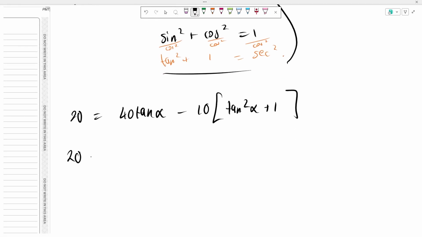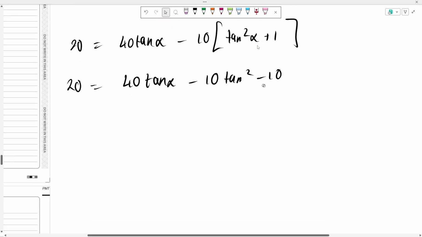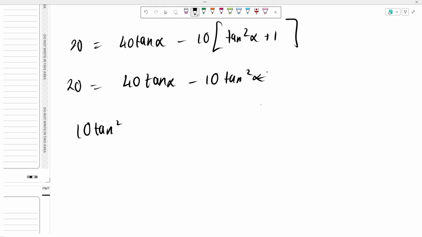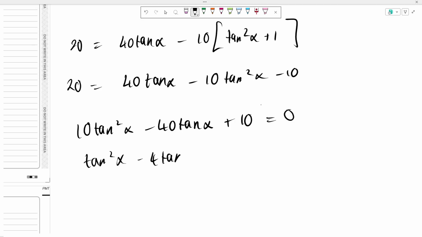And continue to expand and clean up. And this becomes minus 10 tan squared alpha minus 10. And move everything to one side. And you can probably even divide by 10 now if you want to, but I'll do that at the end. 10 tan squared alpha, put the alpha there, sorry. 10 tan squared alpha minus 40 tan alpha plus 10 is equal to 0. Divide everything through by 10. Tan squared alpha minus 4 tan alpha plus 1 is equal.